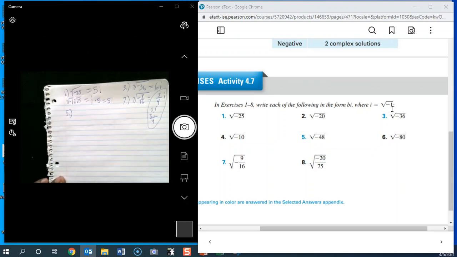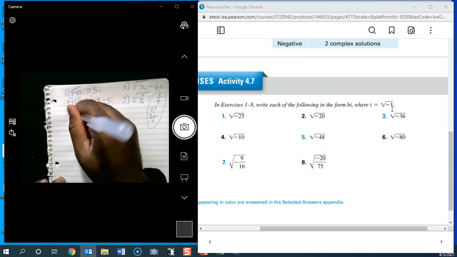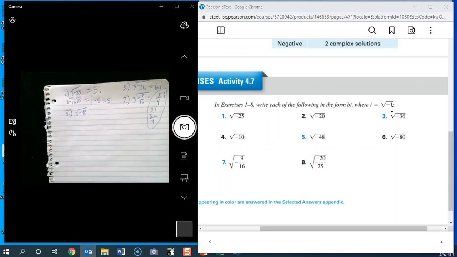Okay, number 5. We have the square root of -48. Now, the reason why I said that this was a little different is because 48 is not a perfect square.